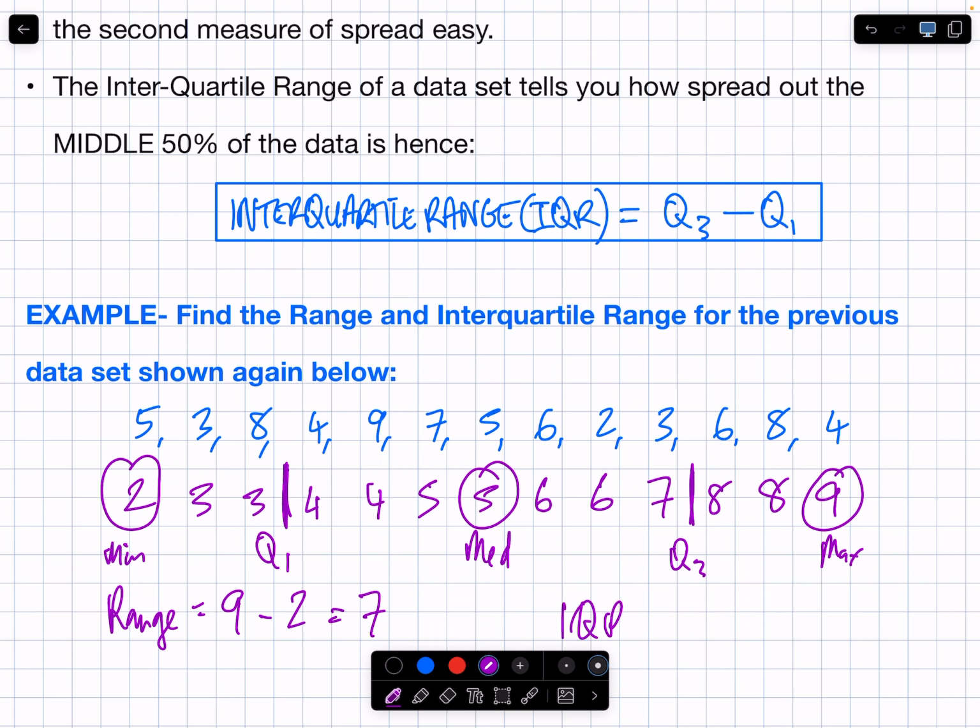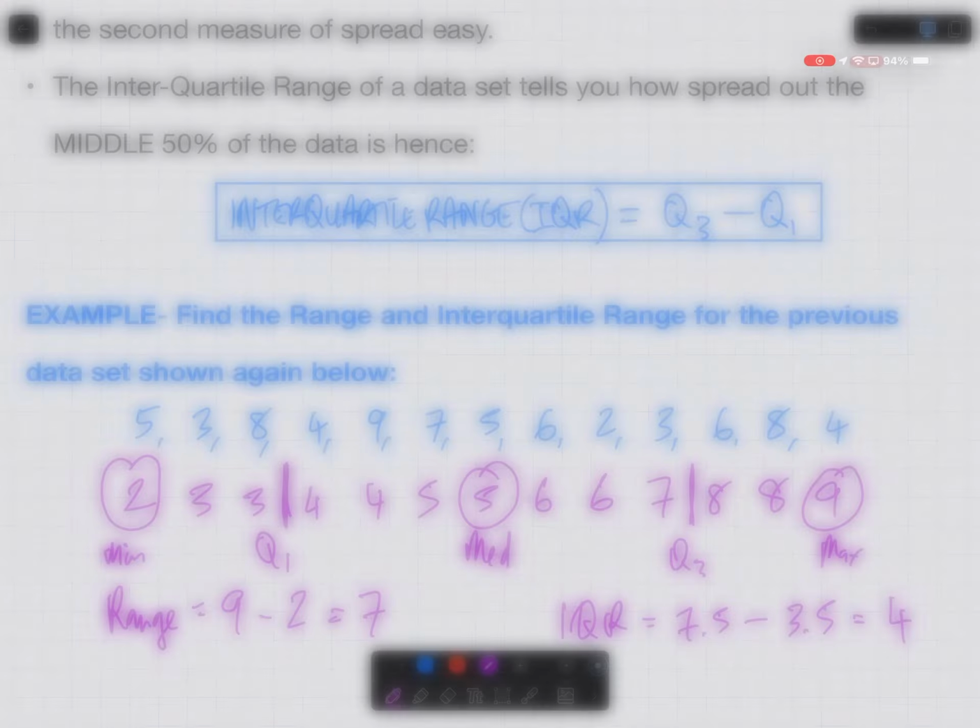IQR, the interquartile range. What's the spread of the middle 50%? Well, Q3 is 7.5 minus Q1 is 3.5. So what's the spread of the middle 50%? What's the interquartile range? 4. So I'll stop that recording so you can continue roasting.